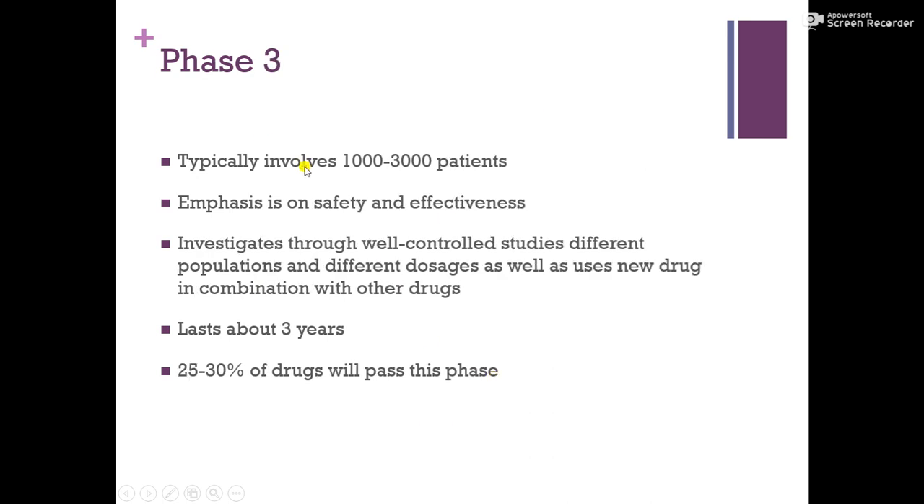Phase 3 typically involves 1,000 to 3,000 patients, and the emphasis is on safety and effectiveness. It investigates, through well-controlled studies, different populations and different dosages, as well as the use of the new drug in combination with other drugs. It lasts about 3 years, and 25 to 30% of drugs will pass this phase.